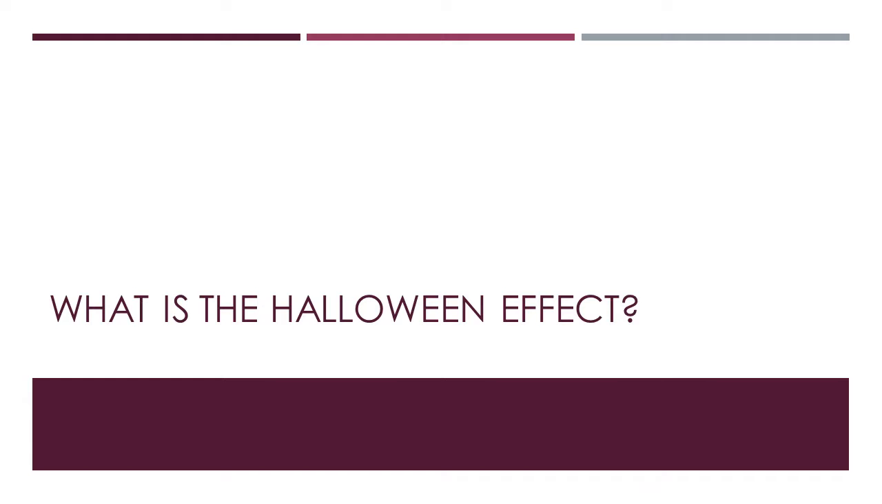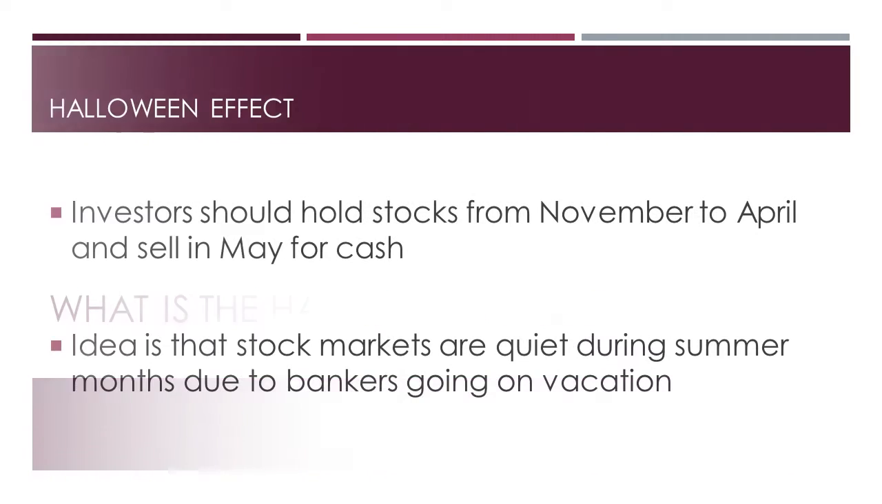So what actually is the Halloween effect? The Halloween effect says that investors should hold their stocks from November through April and sell them in May for cash. The idea behind it is that stock markets are relatively quiet during the summer months due to bankers going on vacation. So you wouldn't really be missing anything during the summer if you weren't invested.